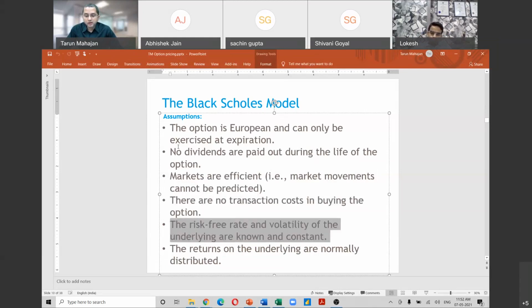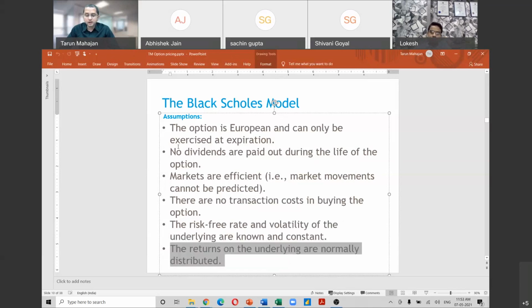The risk-free rate and volatility of the underlying are known and they are constant. The risk-free rate is simply the Government of India bond rate. If the option is for 6 months, look at the 6 months treasury bill rate, that will become the risk-free rate. In real life, forecasting future volatility of the stock is very difficult. So rather than using historical volatility, people sometimes use implied volatility also. So they are assuming the risk-free rate is known, that's a fine assumption, but volatility is known is not so practical an assumption.